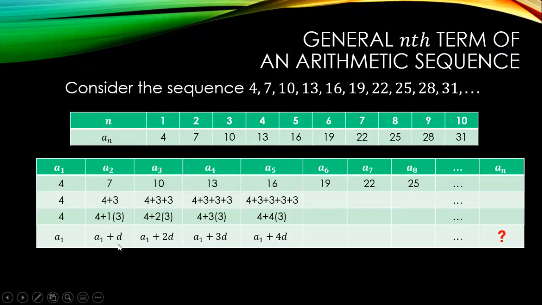Okay, so 1 times d is d. Now on the third column, we have 2 times d, since we set 3 to d. So we have 2d. And then we have 3 times d, 4 times d. Copy the first term. There are no changes in the first term. So can you now write the nth term?